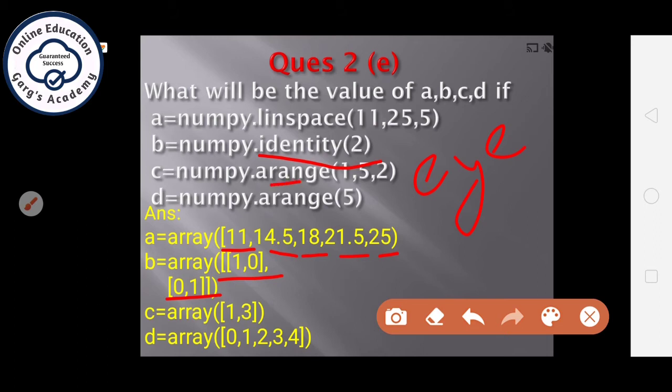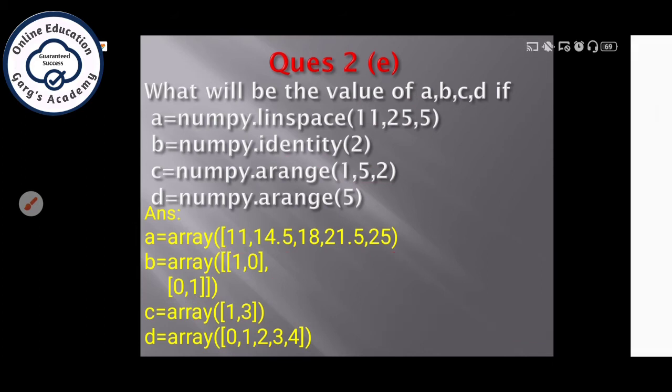Third function is arange function with arguments 1, 5, 2, means starting from first it has to go up to 5 in steps of 2. Because last index is not included, it will give only result 1, 3. Next element arange 5, it will create the array starting from 0 to n minus 1 in steps of 1. So it will be the answer.